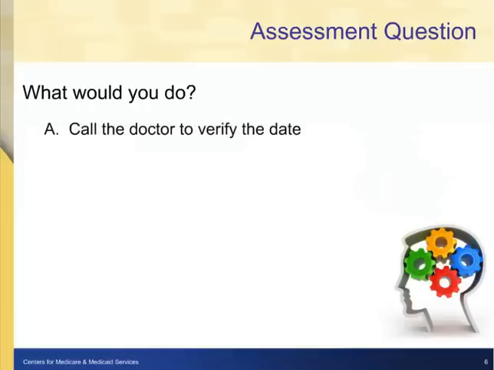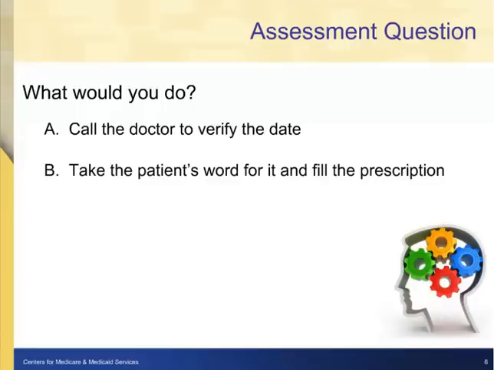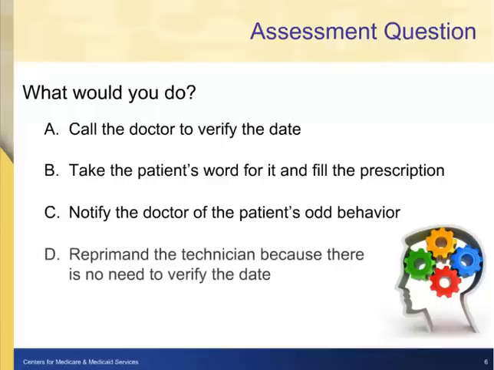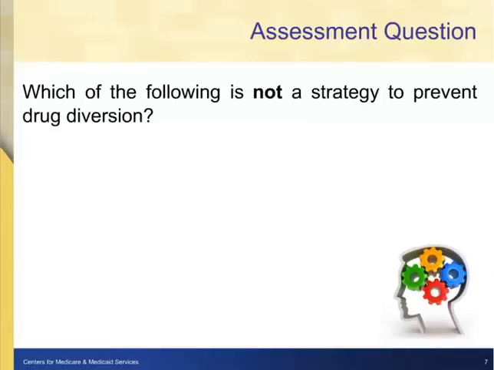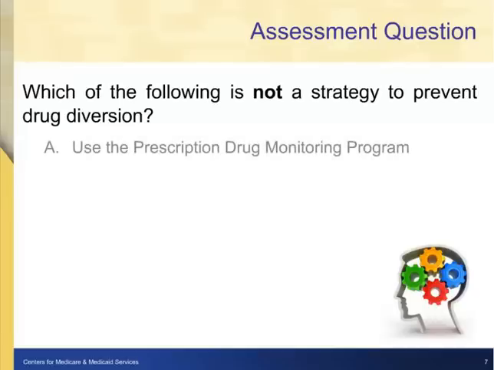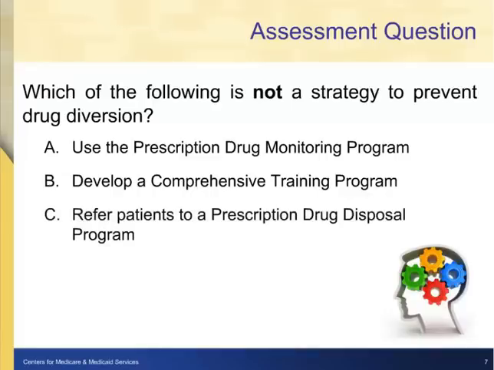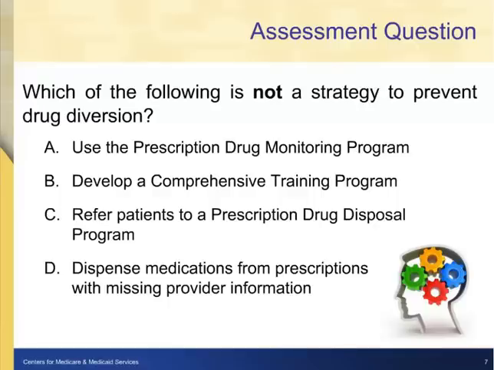A. Call the doctor to verify the date. B. Take the patient's word for it and fill the prescription. C. Notify the doctor of the patient's odd behavior. D. Reprimand the technician because there's no need to verify the date. Or E. Both A and C. And finally, which of the following is not a strategy to prevent drug diversion? A. Use the prescription drug monitoring program. B. Develop a comprehensive training program. C. Refer patients to prescription drug disposal program. D. Dispense medications from prescriptions with missing provider information. Or E. None of the above.